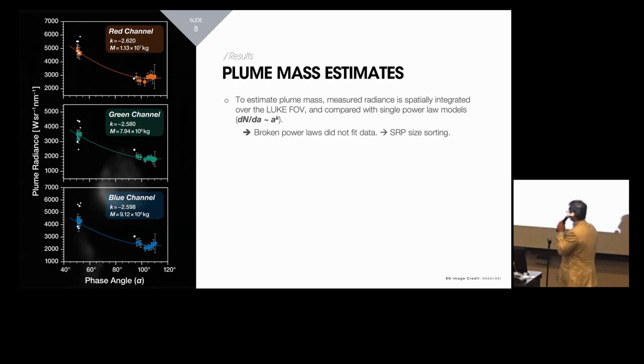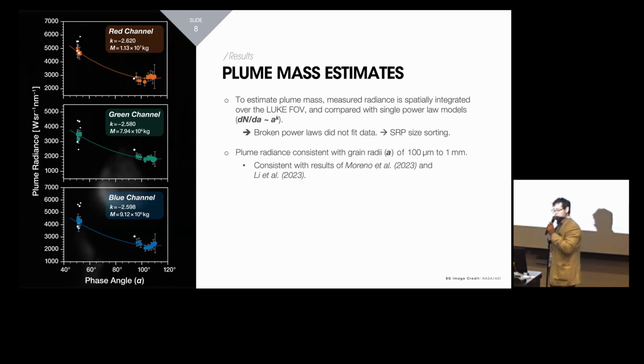Because what we've used is an optically thin model. And the reality is that the inner region of the plume is optically thick, as you saw in the previous observation. So we're not accounting for all the mass. We do that for each of the RGB channels. So the measured radiance is spatially integrated over the LUKE field of view and compared with single power law models.